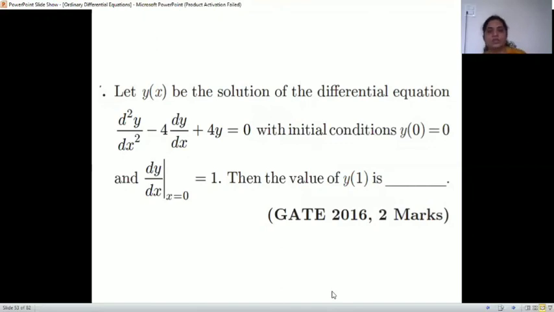Let y of x be the solution of the differential equation D square minus 4D plus 4, y equal to 0, with initial conditions y of 0 is 0 and dy by dx at x is 0 is 1. Then the value of y of 1 is. As this is again an LDE, find out the roots. Write the equation as D square minus 4D plus 4 equal to 0. So the roots are 2 and 2.